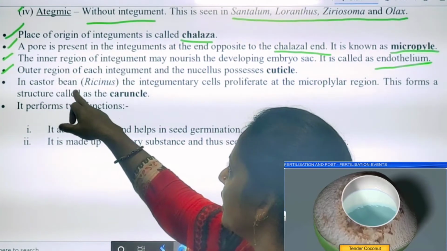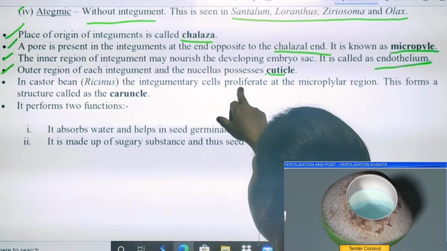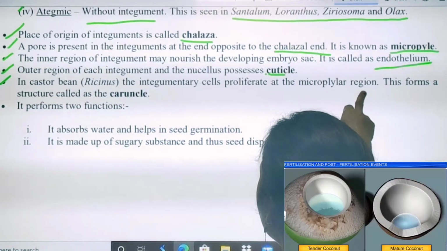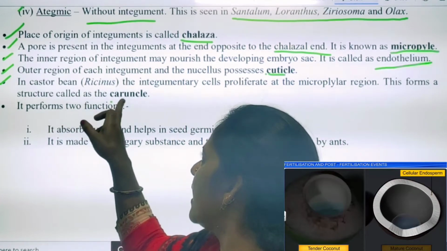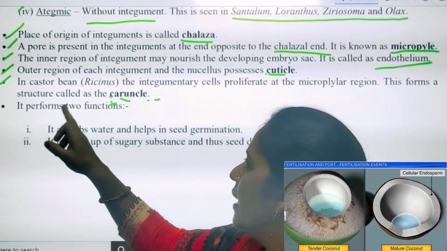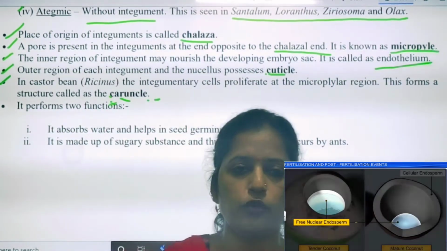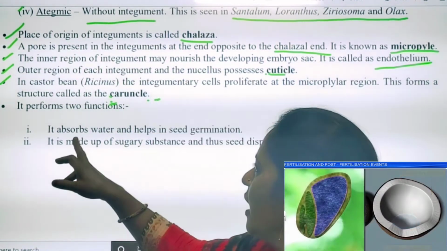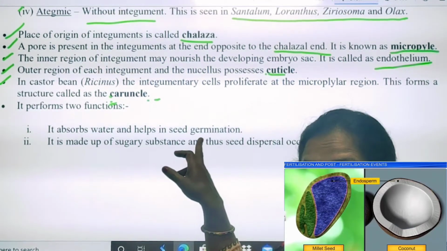In castor bean, that is the ricinus, the integumentary cells proliferate at the micropylar region. This forms the structure that is called the caruncle. It performs two major functions. It absorbs water and helps in seed germination.